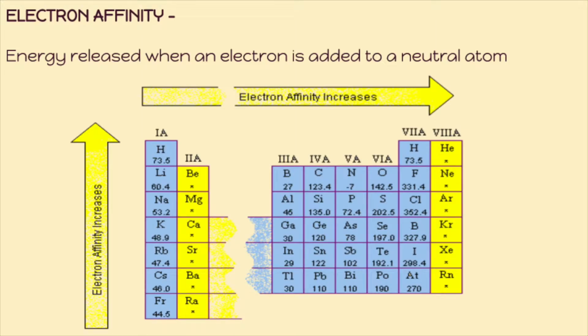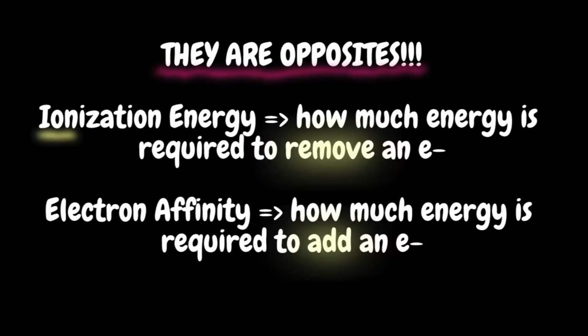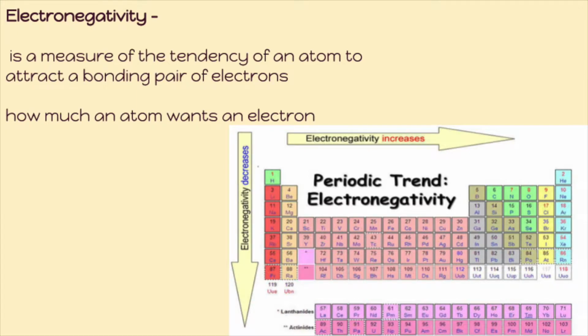Anyways, electron affinity. Electron affinity is the energy released when an electron is added to a neutral atom. Electronegativity is basically a measure of how much an atom wants an electron.